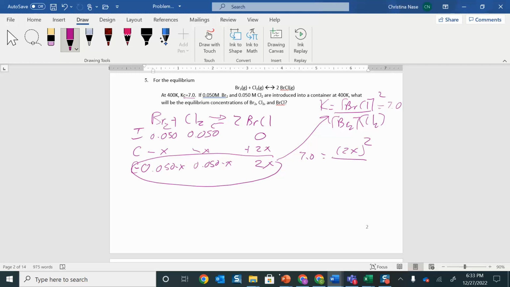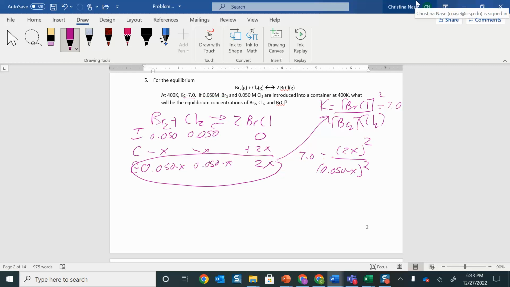And then on the bottom, I have the 0.050 minus x times Cl2 is also 0.050 minus x. I'm just plugging in that bottom row, 0.050 minus x. So that's 0.050 minus x squared, right? This times this is the same thing. I'm going to simplify that just a little bit. Now I have a perfect square over a perfect square. So I can take the square root of both sides.